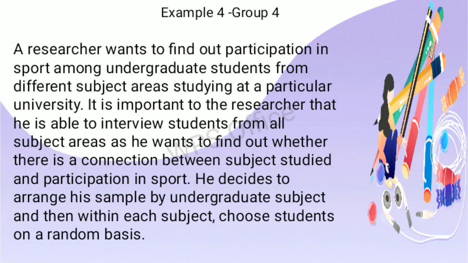The task that was given to Group 4 is: a researcher wants to find out participation in sport among undergraduate students from different subject areas studying at a particular university. It is important to the researcher that he is able to interview students from all subject areas as he wants to find out whether there is a connection between subjects studied and participation in sport. He decides to arrange his sample by undergraduate subject and then within each subject choose students on a random basis.